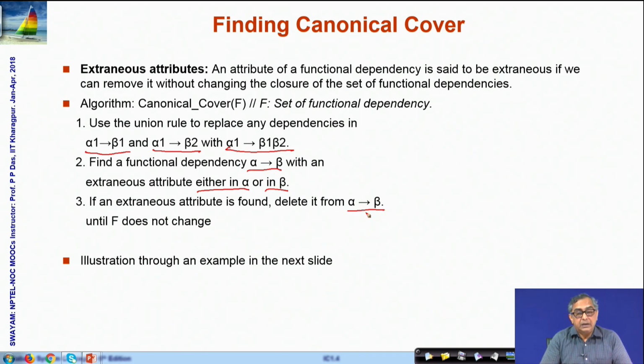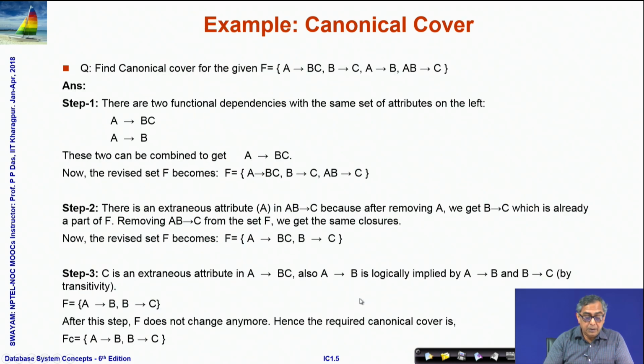So, the process iteratively could be that you take an attribute in alpha, where alpha determines beta, say on the left hand side. Remove that and compute the functional dependency with the remaining set, with the whole set of attributes, and see whether the closure of these functional dependencies has changed or not. If it is not changed, this is extraneous, you can remove it. If it is, then you cannot remove that. So, let us look at some worked example on this.